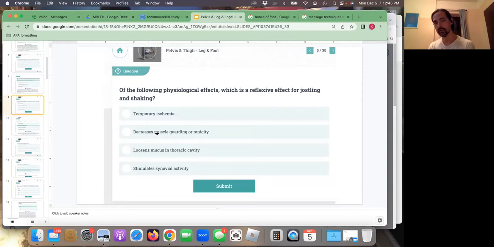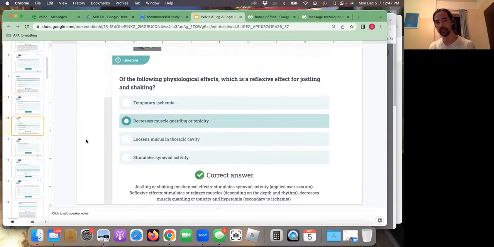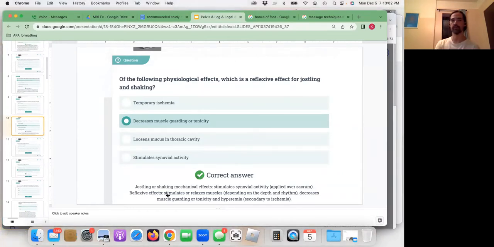Okay, so we think it's decreasing muscle guarding or tonicity. Let's take a look. And the nice thing about these questions is that they list the mechanical and the direct effects. So jostling or shaking's mechanical effects include stimulating synovial activity when applied over the sacrum. The reflexive effects include stimulating or relaxing the muscles depending on the depth and rhythm, decreasing muscle guarding or tonicity, and hyperemia, which is secondary to ischemia.